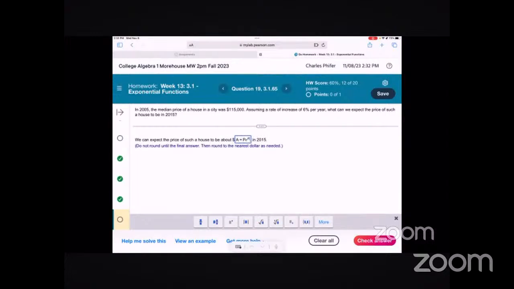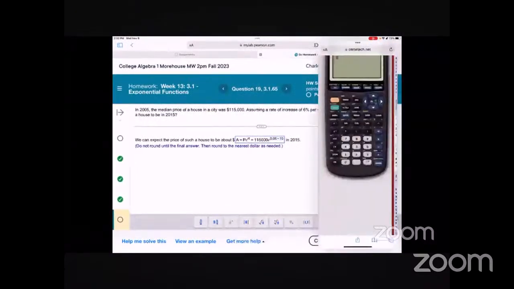Okay, so let me see. We want the future amount after 10 years. The median price, we're going to start with 115,000 times e to the power. The rate is 6%, so we're going to do 0.06 times 10 years later, so we'll just say 10 years, right? Okay. Let's use our calculator. I think this will work. Let's just try this. If it doesn't, we'll adjust.